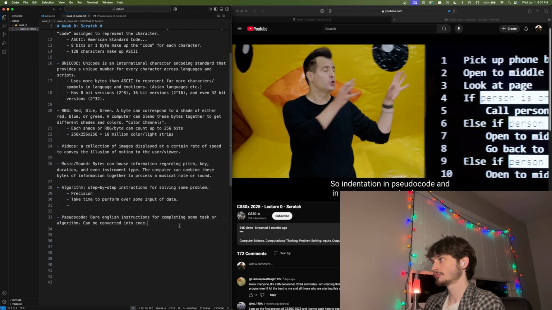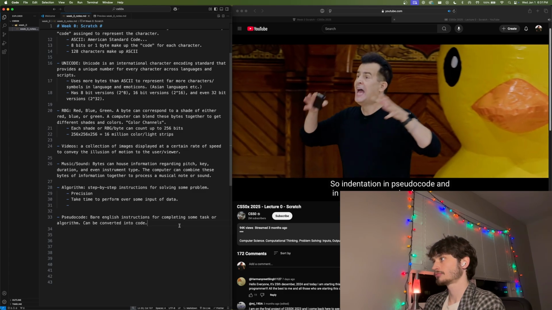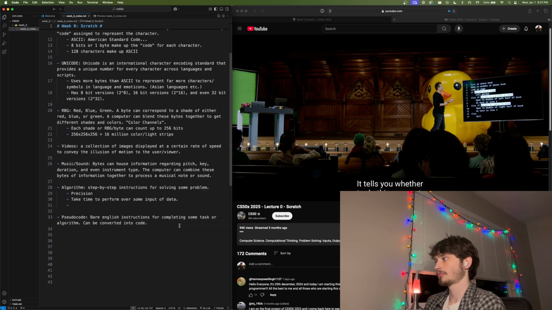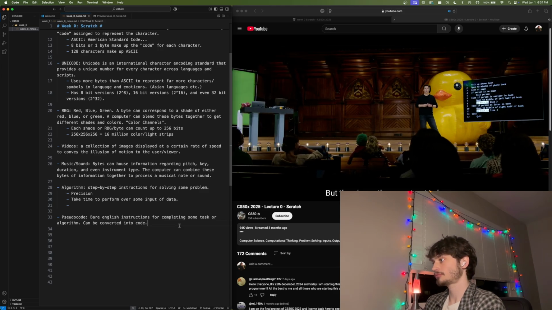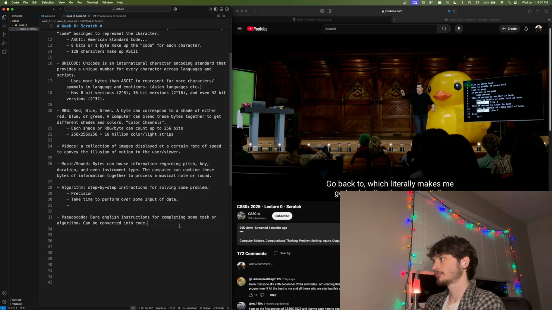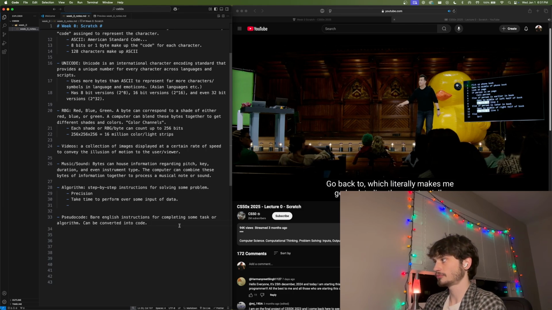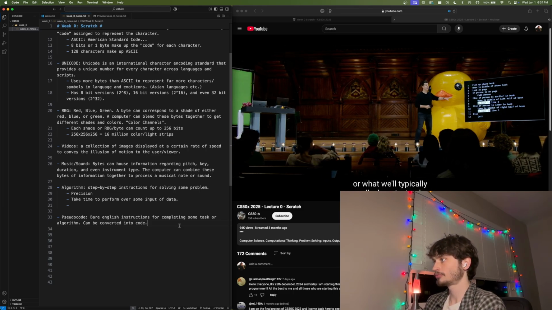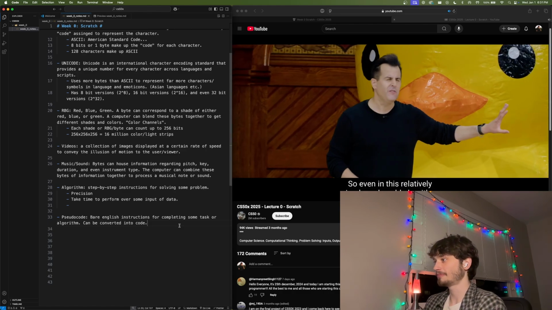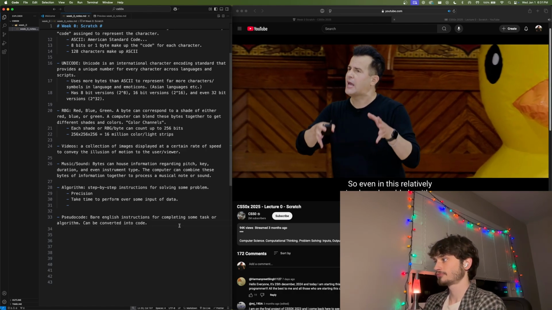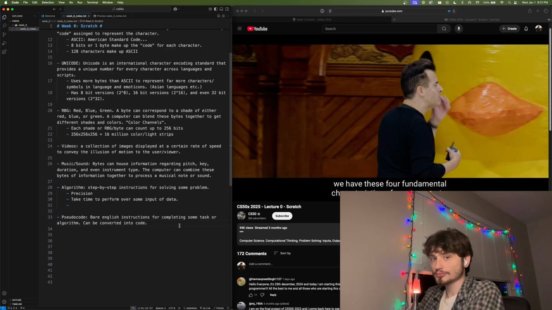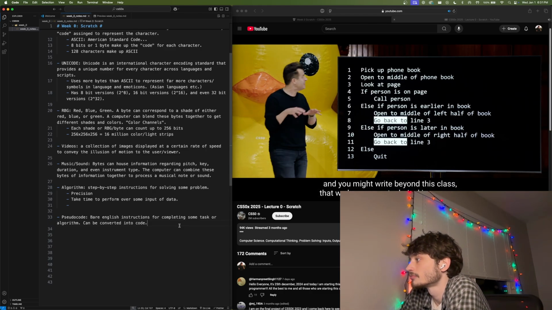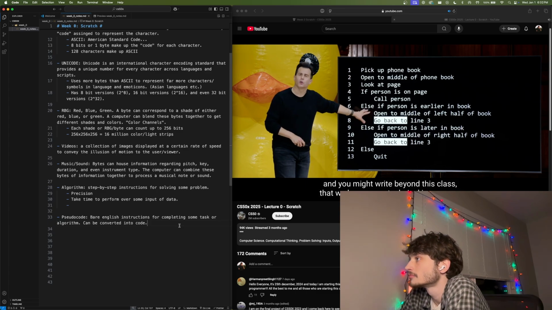So indentation in pseudocode and in many programming languages has logical significance. It tells you whether to do things or not. But there's another construct in here, go back to, which literally makes me go back to line 3, potentially again and again and again, creating some kind of cycle or what we'll typically call a loop instead. So even in this relatively simple real-world algorithm, we have these 4 fundamental characteristics of most computer programs that we will write in this class, and you might write beyond this class, that we have some technical jargon now to describe them.